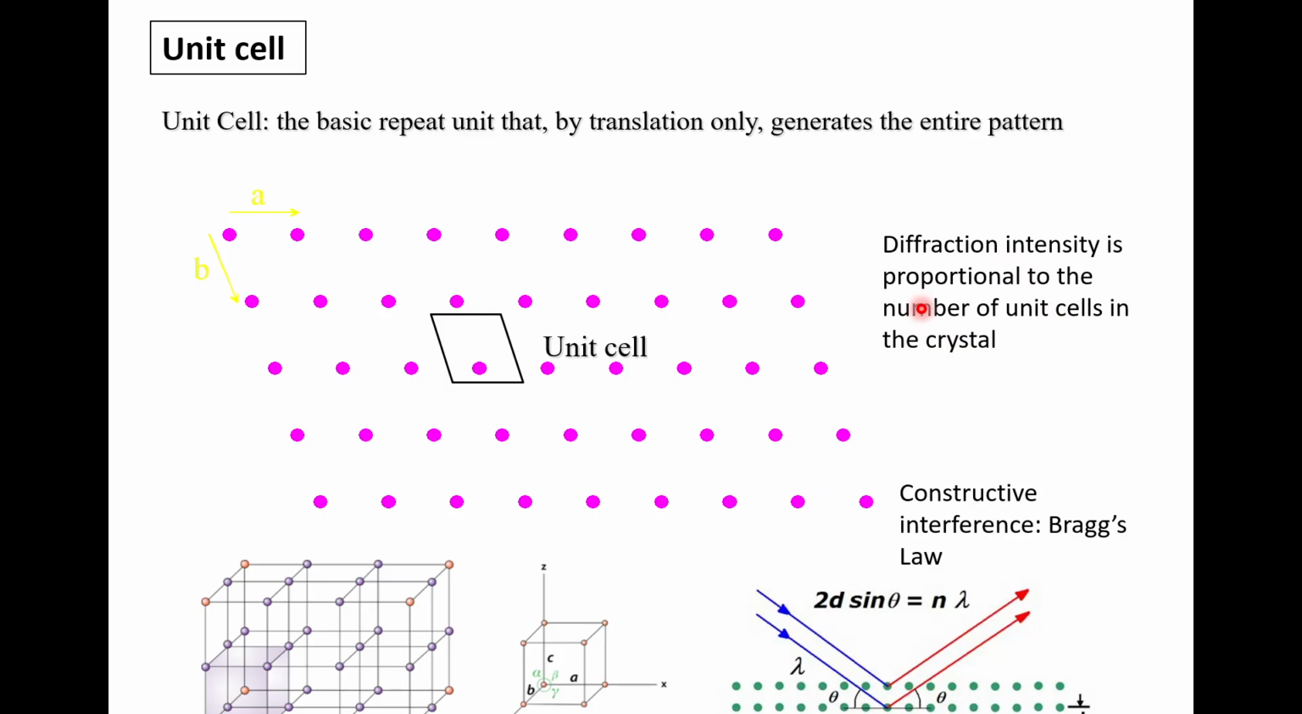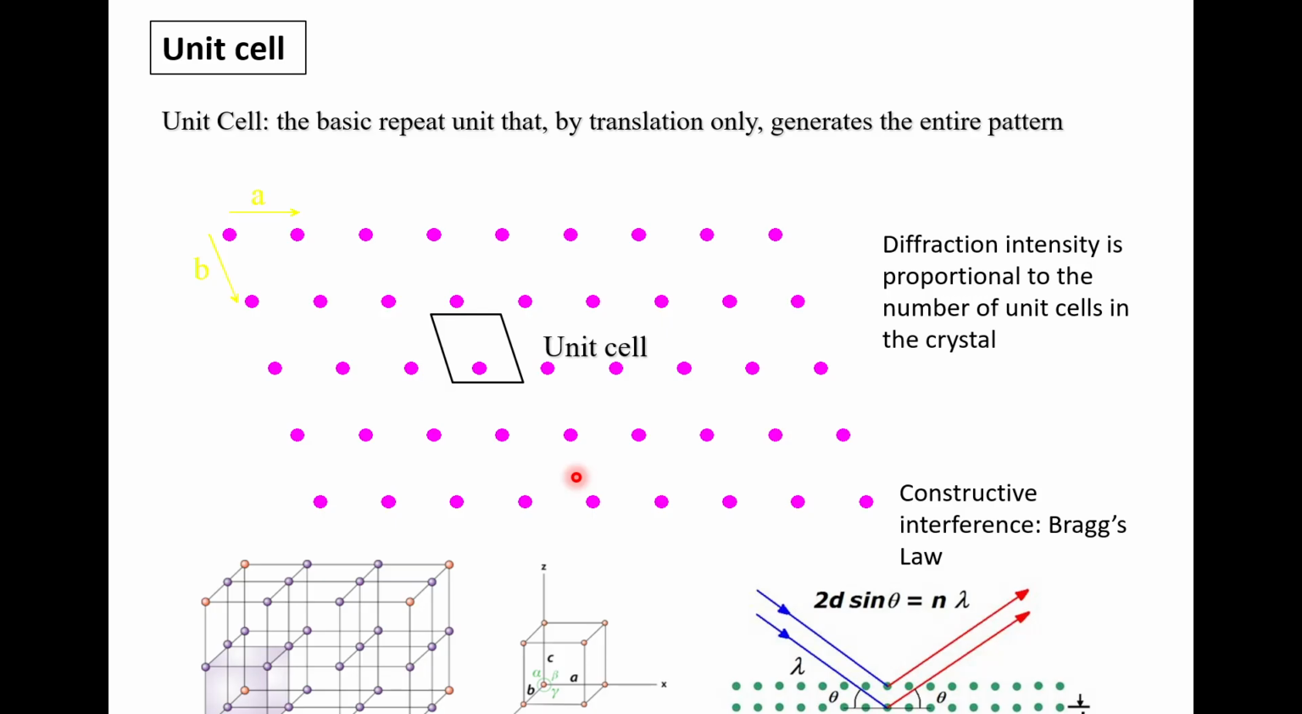That electron density's intensity, that is the diffraction intensity, is actually proportional to the number of unit cells in the crystal. So the more unit cells, the more intensity. Why is that so? Because we are talking about electron density. Electron density means the electrons are going and hitting that detector, and you are getting the intensity of those electrons.